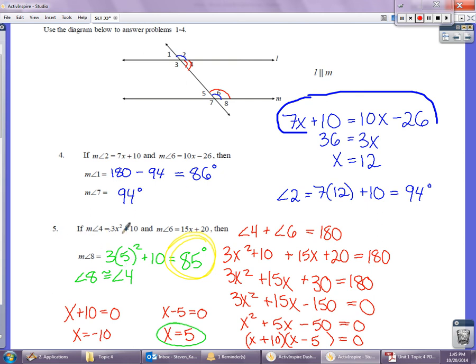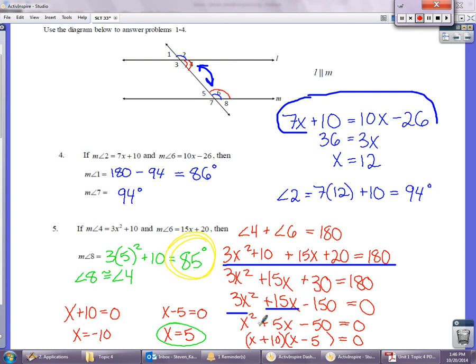Number 5 will give you 4 and 6. 4 and 6 are same side interior angles. So the first equation you need to write, which is right here, I'm underlining it, is that when you add them up, you get 180. Noticing that you have a quadratic equation, the only way to solve is to combine and move everything over so it's set equal to 0. When you have 3x squared plus 15x plus 30 equals 180, and you move it over, you get 3x squared plus 15x minus 150.